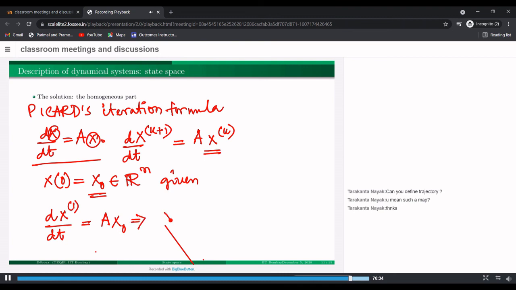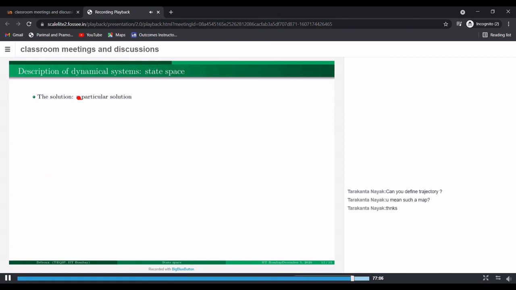Which tells me that x1 must be equal to, if you do this integration, you will pick up x0 again because the initial condition is required, plus now this will be A x0, integral 0 to t dt. But remember, this was a fixed one, right? So this is going to be x0 plus A t into x0. No, this is not the particular solution. I'm still on the homogeneous part. So what was my first correction? The first correction x1(t) comes out to be x0 plus A t x0.